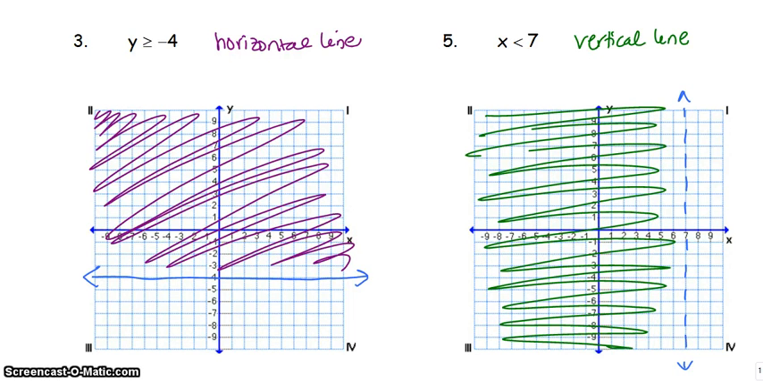If you don't see that, take the extra seconds to plug in 0, 0 and test a point. If that point satisfies it, then that's the direction you shade. If that point does not satisfy it, shade the other direction. Take those extra couple seconds to make sure that you have it correct if you don't see it.